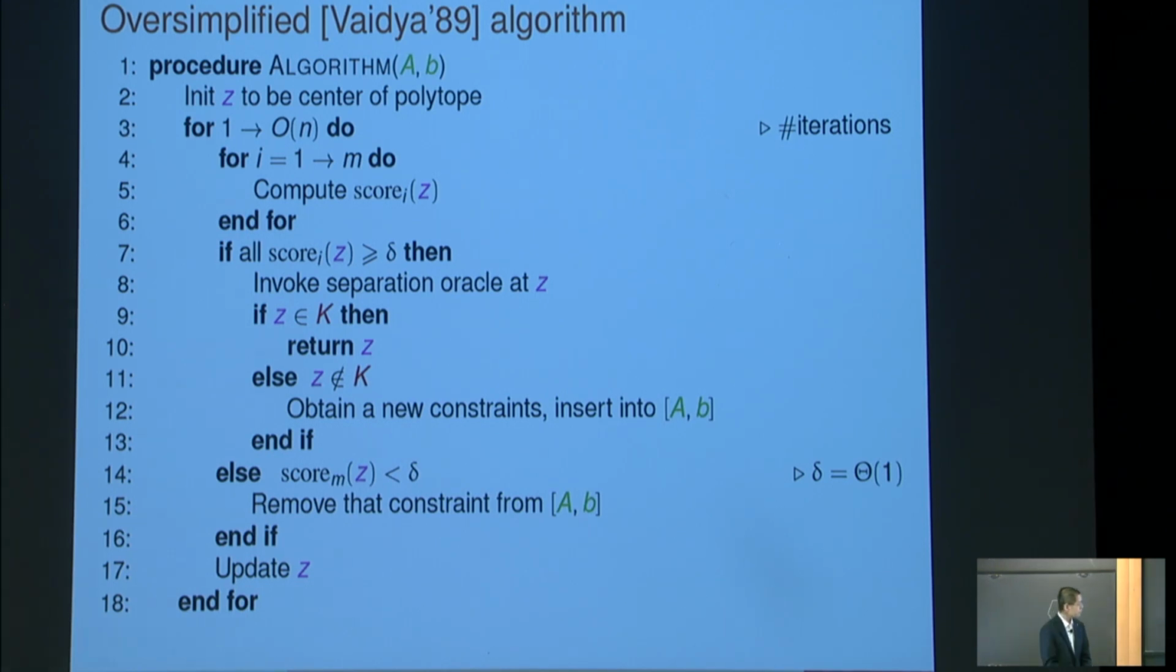The score doesn't depend on constraints? No, it depends on constraints. I just didn't put it here. The score depends on A and B. Of course, sorry, but also on Z. Yes, it depends on Z. I don't see it here.